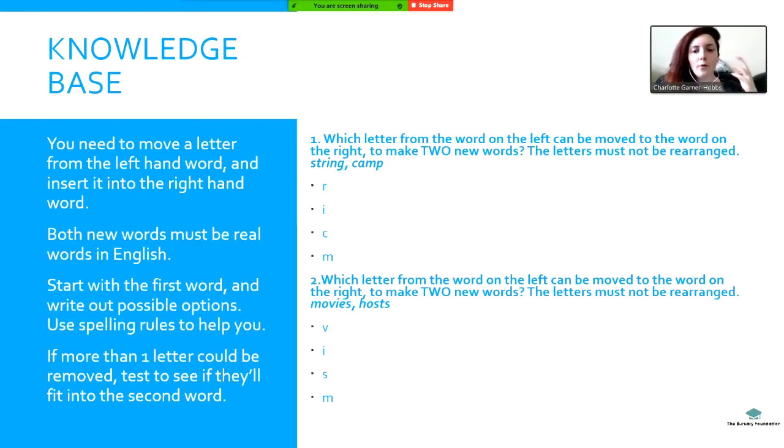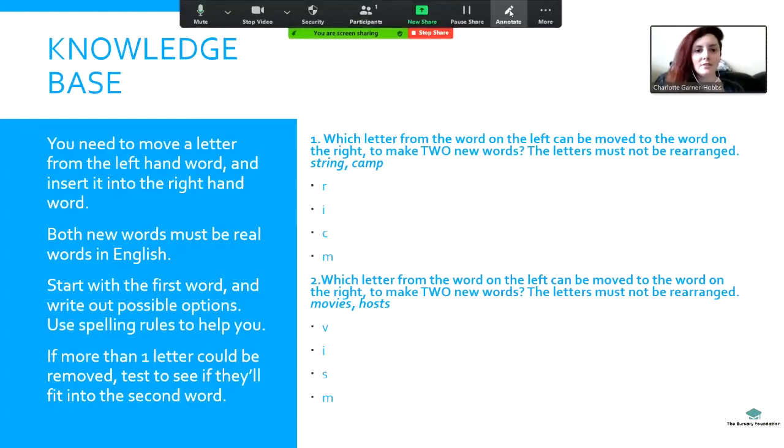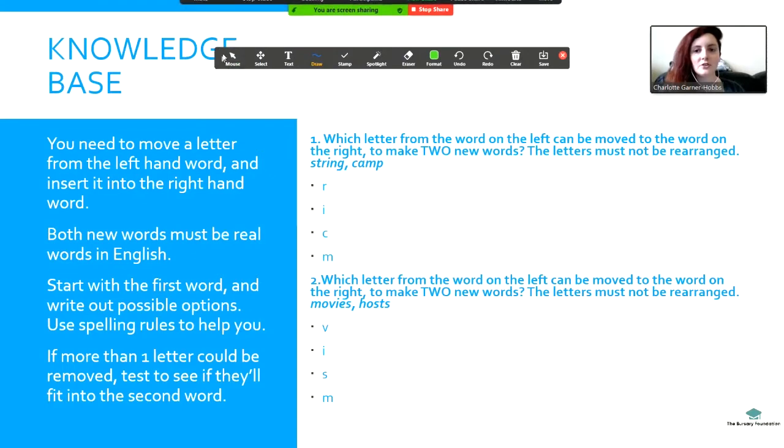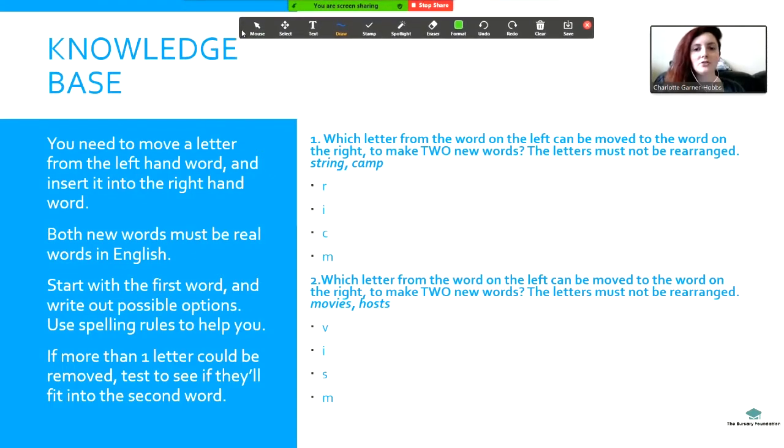So what a lot of people end up doing is they'll test out all the letters and move them around and see if they make words in both instances. You don't actually always need to do that, and the key thing with this question and questions similar to it is actually knowing how to do it quickly. So what I'd always do is look at the first word, don't worry about the second word to begin with.